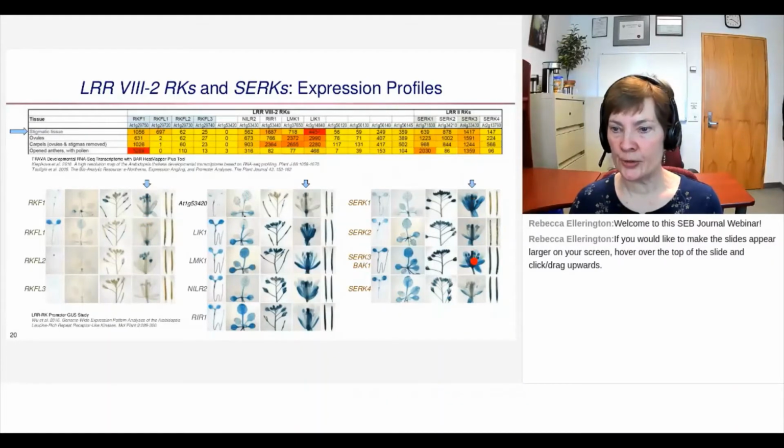Circ1 and Circ3 also show good expression in the stigma and style, so in the upper part of the pistil that you can see here. At the very end of the talk, I'm going to bring up some of these genes. These are other LRR8-2 kinase members, and you can see that their promoters also drive strong expression in the upper part of the pistil, in the stigma and the style.